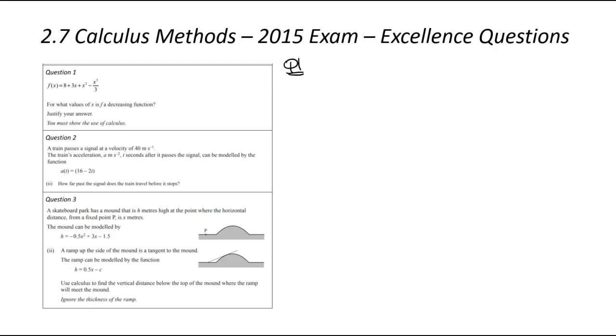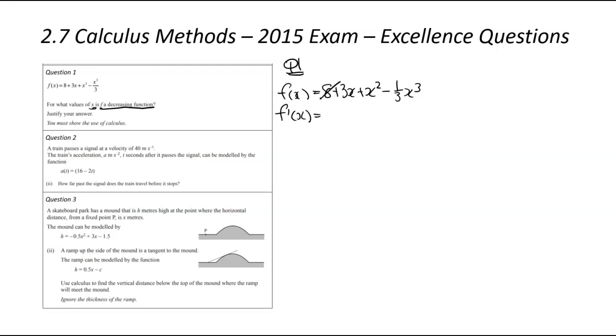In this question, we've been given a function, and we've been asked for what values of x will the function be decreasing. Decreasing or increasing relates to the gradient. So we're going to start off by finding the gradient function. f(x) will be equal to 8 plus 3x plus x squared minus 1/3 of x cubed. Noting I'm just changing that division to make it look like a fraction because I find it a bit easier. We then need to differentiate to get f dash x.